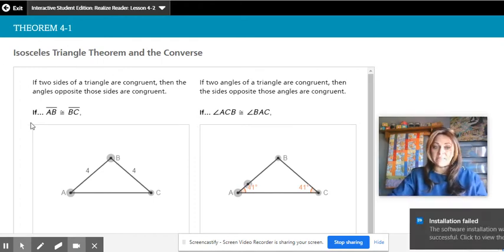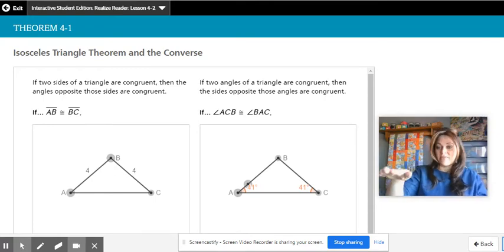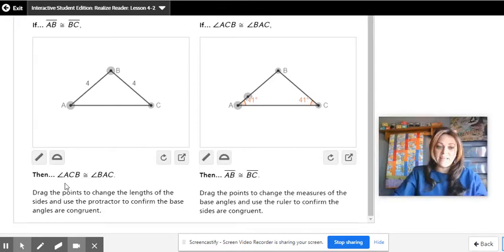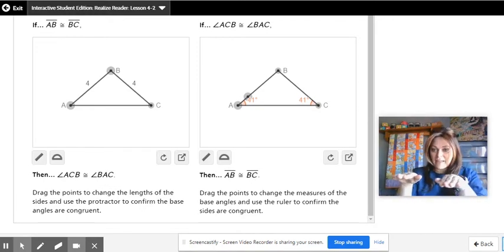Isosceles triangle theorem says if AB is congruent to BC. So if it is an isosceles, you have two sides that are the same. So if two sides are the same or congruent on a triangle, then the two base angles are congruent. So ACB, that's the first one, and then BAC. Notice the middle letter is the vertex, the actual angle where it opens. So if the sides are the same, then the angles are the same.